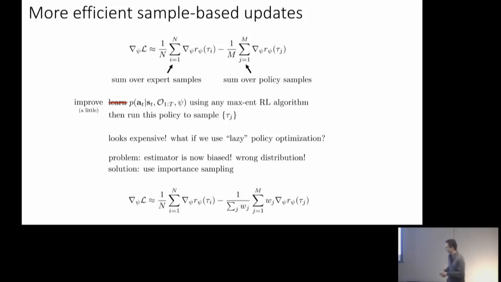So importance sampling, just to be clear, is going to mean that we have the same thing as we had up there, except that now all these gradients are multiplied by a weight Wj, and we're going to normalize them by the sum of the weights Wj. And the question is, how do we get Wj? So Wj, it turns out, can simply be expressed as the ratio between the probability of the trajectory under the policy on the bottom and the exponential of the reward of that trajectory under the current psi.